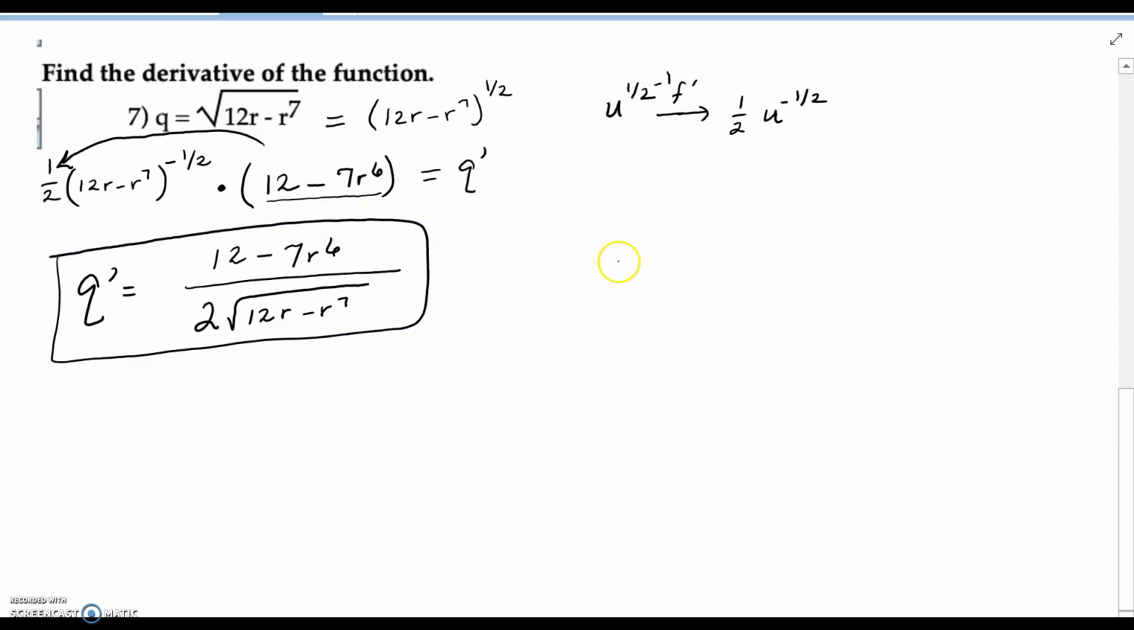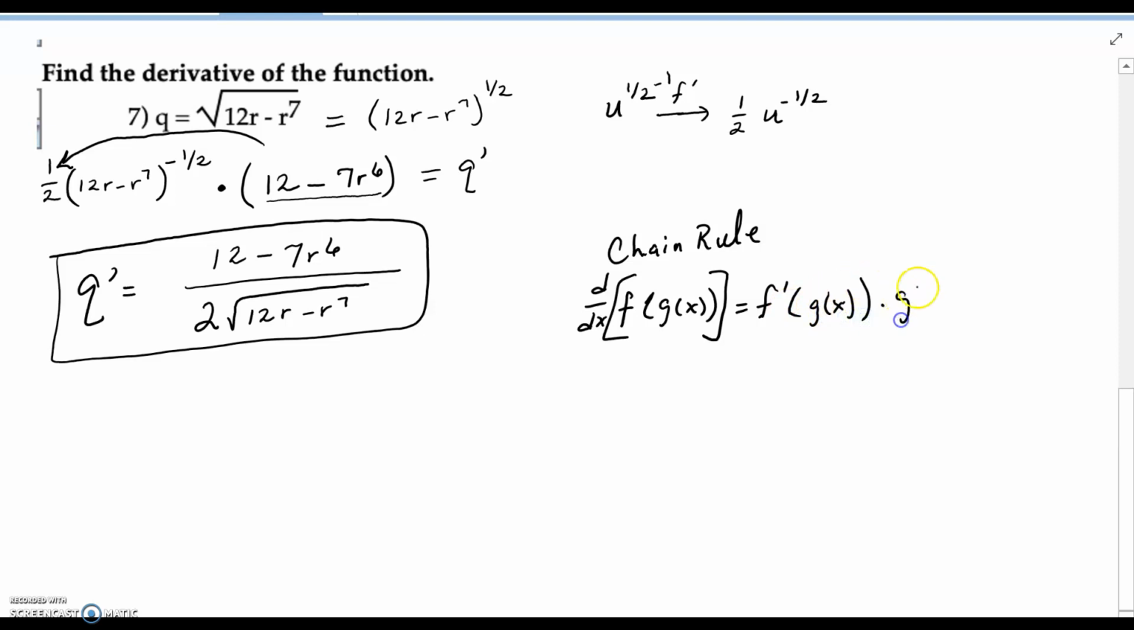So again, just to recap on the chain rule. You have a composite function, f of g of x, and you want to take the derivative. What does it look like? It is f prime of g of x times g prime of x: the derivative of the outside, multiplied by the derivative of the inside.